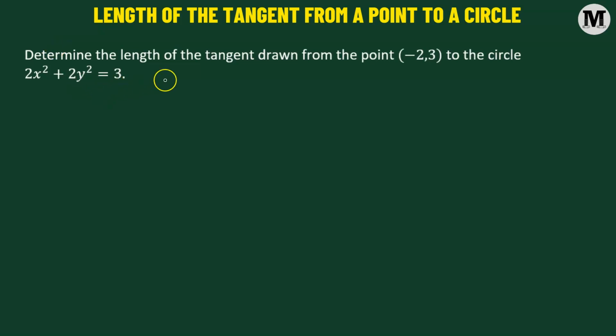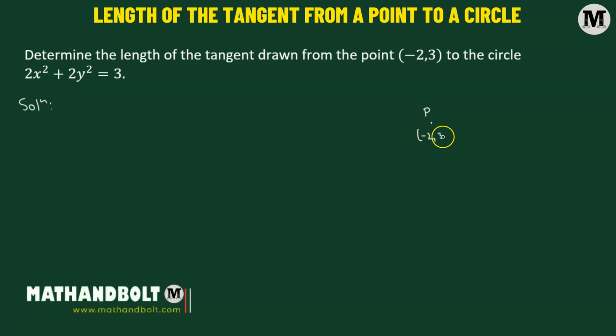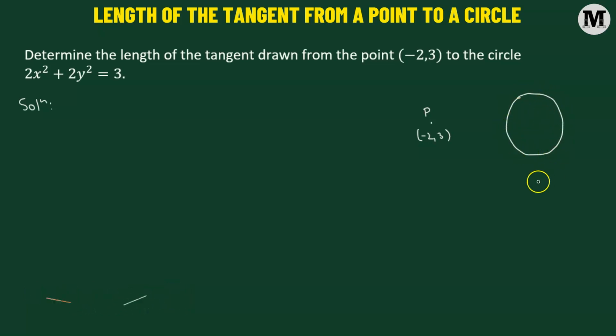So in this problem, we need to determine the length of the tangent drawn from the point (-2, 3) to the circle 2x² + 2y² = 3. Let us begin. Here we have a point, let's say point P with the coordinates (-2, 3). Now this point is external to a circle whose equation is given by 2x² + 2y² = 3.